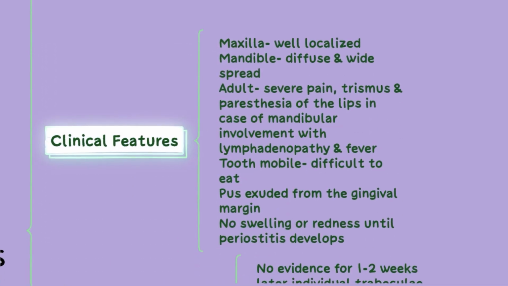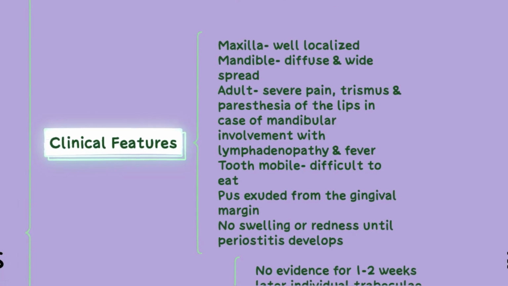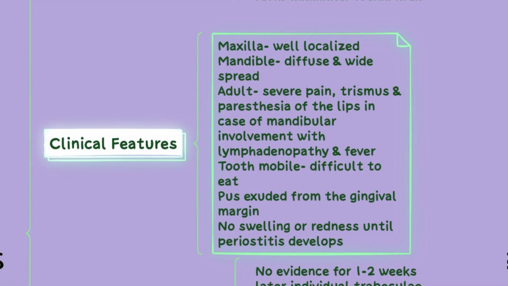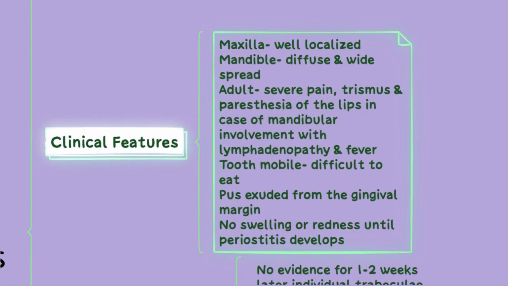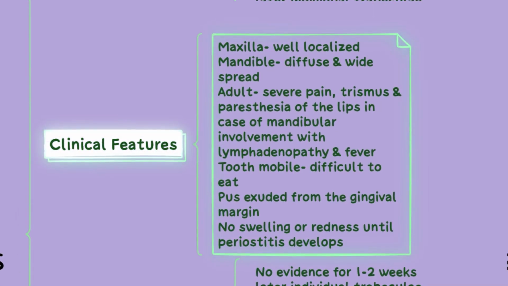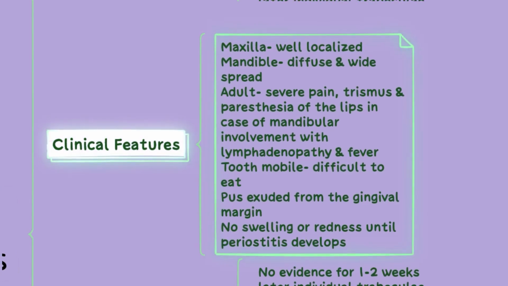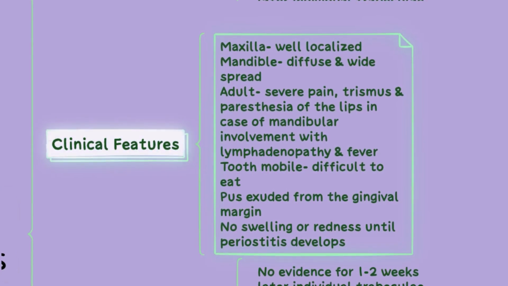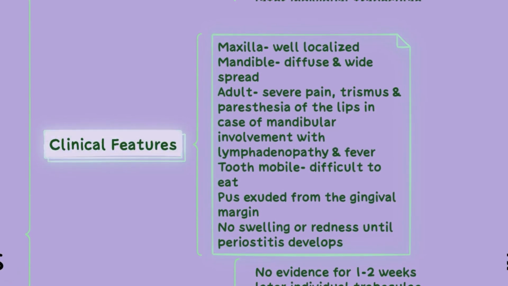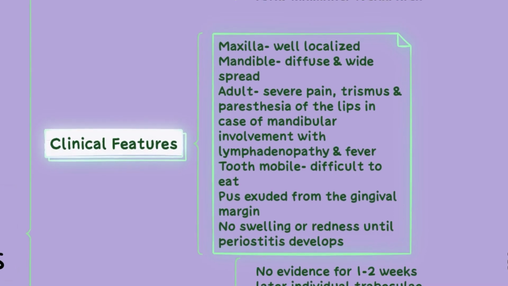The clinical presentation may vary depending on the affected bone, but some common features include: in the maxilla, the infection is well localized. In the mandible, it is diffuse and widespread. Adults may experience severe pain, trismus, and paresthesia of the lips if the mandible is involved. Lymphadenopathy and fever may be present. Affected teeth may become mobile and pus exudation may be seen from the gingival margin. Swelling or redness may not be evident until periosteitis develops.